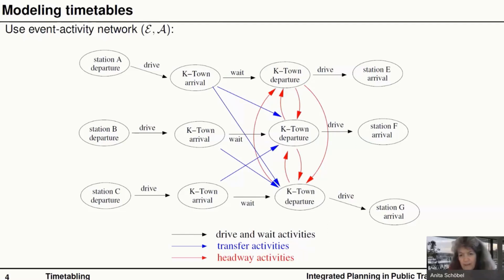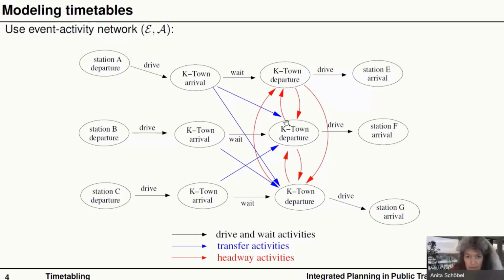And we can also have headway activities that make sure, in track-based public transport, that 2 trains cannot depart at the same time if they share a piece of track. So for example, these 2 departures on the top go to different stations, E and F, but in the beginning, they might share the same track. And this means that there has to be a security distance between these consecutive departures, and that can be indicated by these red activities that are headway activities.